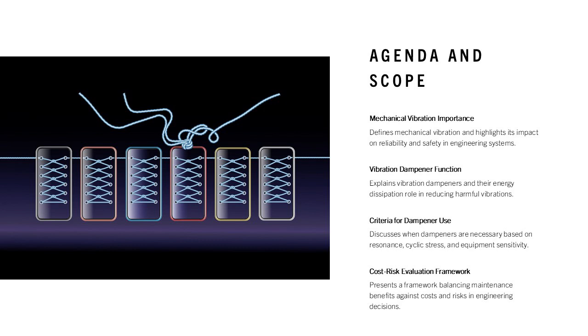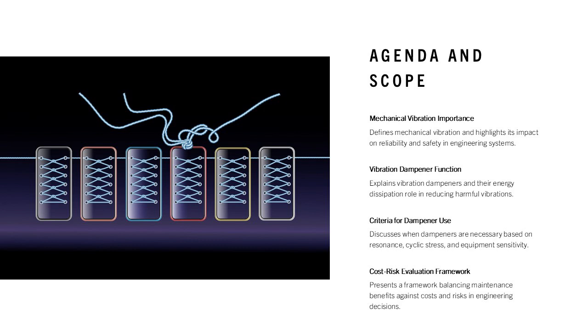Benefits such as fatigue life extension and reduced maintenance are weighed against situations where dampeners may be unnecessary due to sufficient stiffness or low excitation levels. A short case-style example is included to connect theory with practice, followed by a cost versus risk evaluation framework commonly used in engineering decision-making. Finally, the presentation concludes with a clear engineering recommendation mindset.